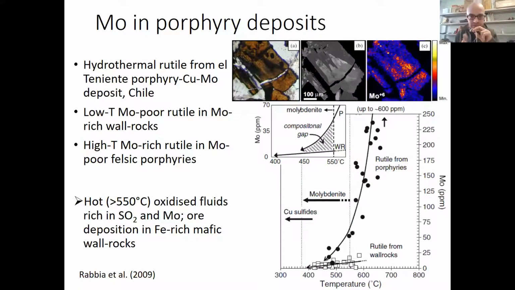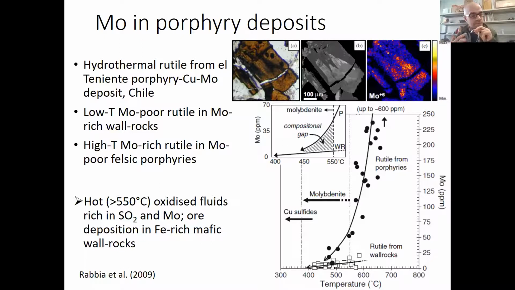And this other example of study of rutile from porphyry deposits comes from El Teniente in Chile, which is one of the largest copper deposits in the world. So what they found, the authors Rabbia et al., found, is that rutile occurring in the porphyry itself, in the intrusion, has high concentrations of molybdenum. These are the black spots in the diagram. And also it crystallized at high temperature. This temperature was estimated based on the zirconium content. And rutile that is hosted in the surrounding mafic rocks that contain the mineralization is much lower in molybdenum.